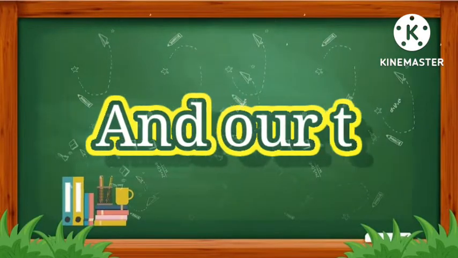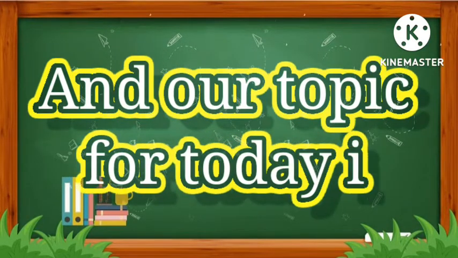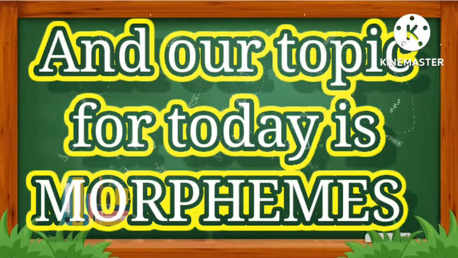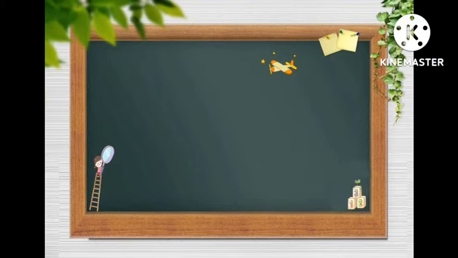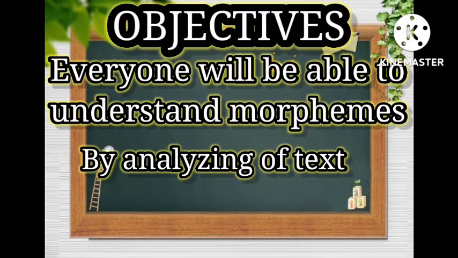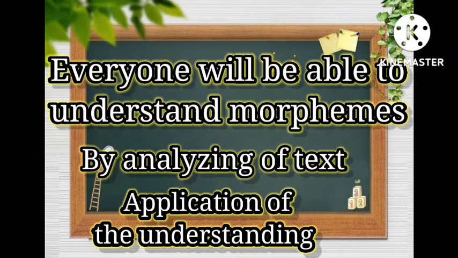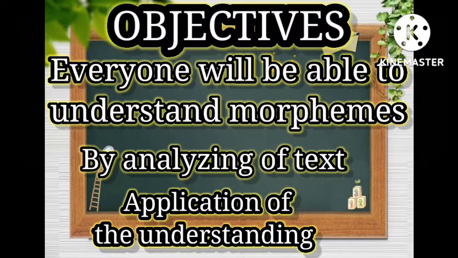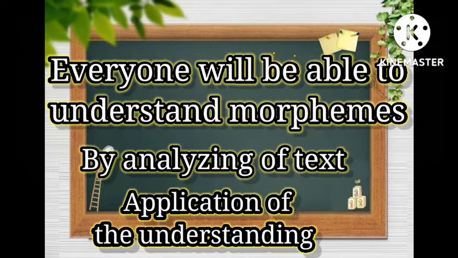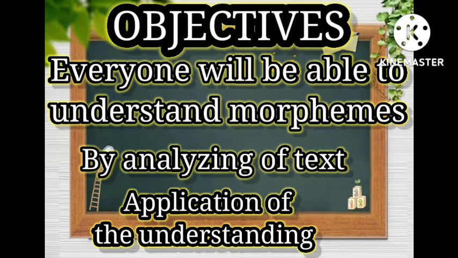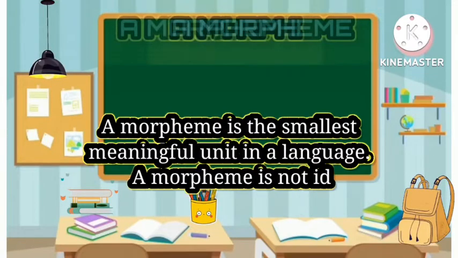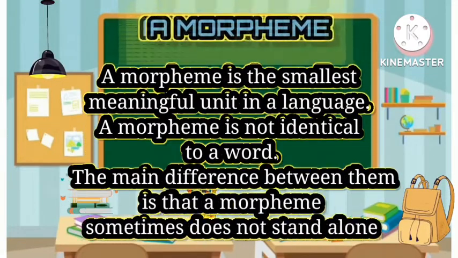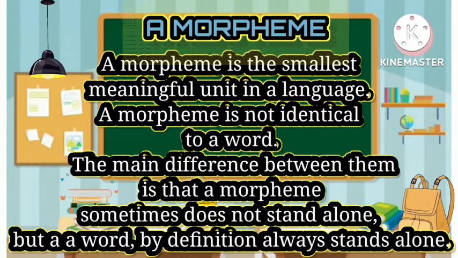And our topic for today is about morphemes. But then we have some objectives we have to look at. The first one is that everyone will be able to understand what a morpheme is by analyzing text and the applications of the understanding. So we say a morpheme is the smallest significant meaningful unit in a language.